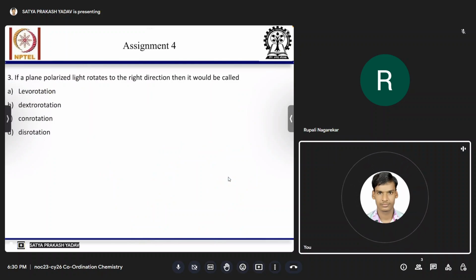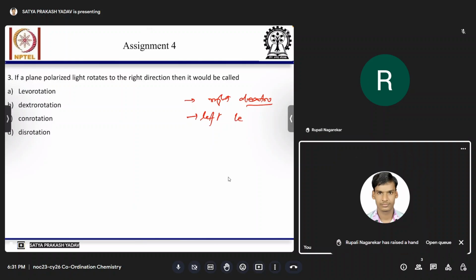If a plane rotates polarized light to the right direction, then it is called dextrorotatory. If it is rotating left, then it is called levorotatory. Yes, ma'am.